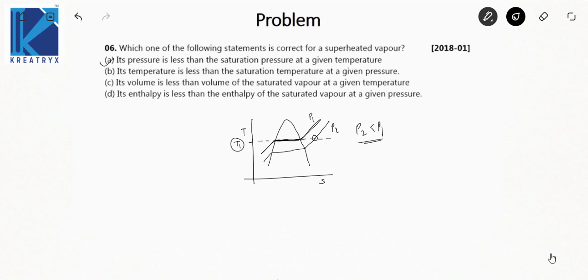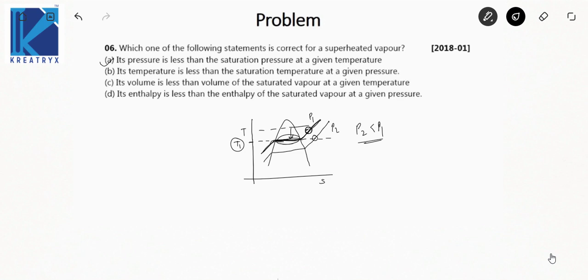However, I will prove the other options also. Its temperature is less than the saturation temperature at a given pressure. Okay, at a given pressure P1, this is the saturation temperature, and let us consider this point. You can see that this temperature is more than the saturation temperature for a given pressure.